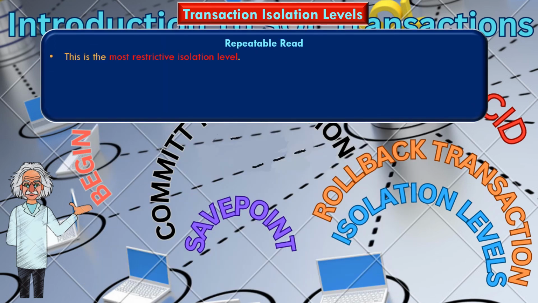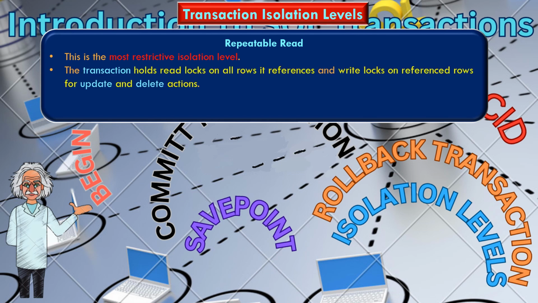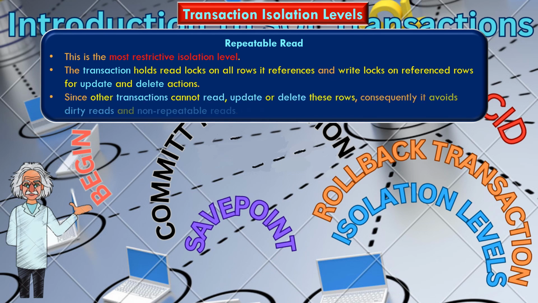Repeatable read is the most restrictive isolation level. The transaction holds read locks on all rows it references and write locks on referenced rows for update and delete actions. Since other transactions cannot read, update, or delete these rows, consequently it avoids dirty reads and non-repeatable reads. However, phantom reads are still possible.